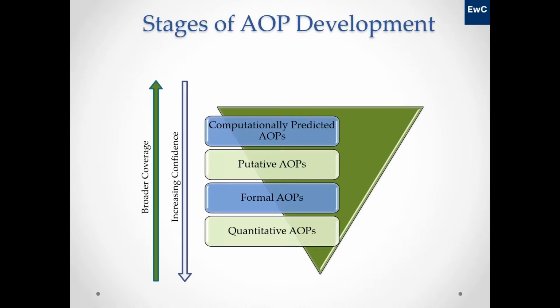There are different stages of development of AOPs. We can have computationally predicted AOPs, putative AOPs, formal and quantitative AOPs. The more we go towards quantitative AOPs, the more we have increased confidence, but a limited amount of AOPs developed. So in this presentation, I'll give two examples of AOPs, showing the advances towards computationally predicted AOPs and formal AOPs. This is connected to the work we have done within Edelweiss Connect.